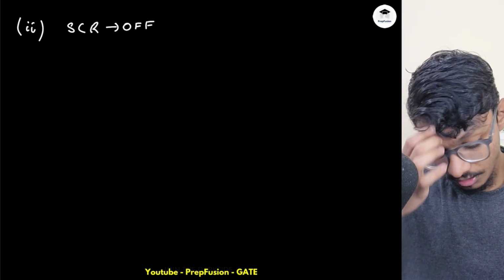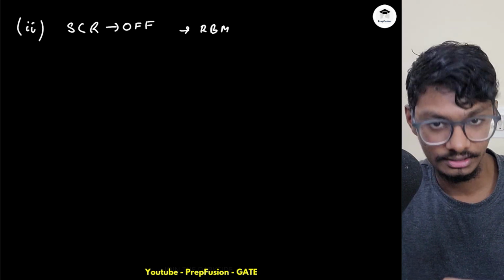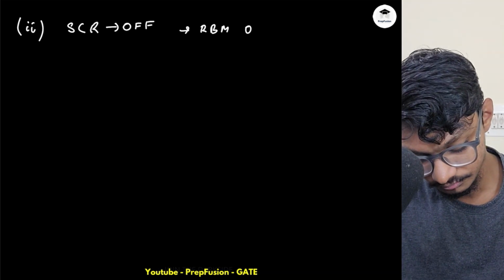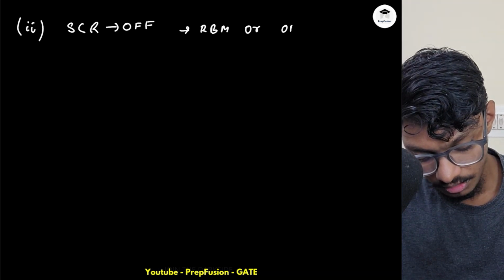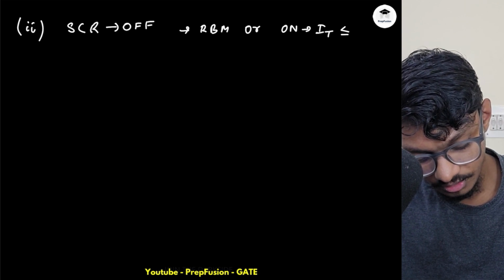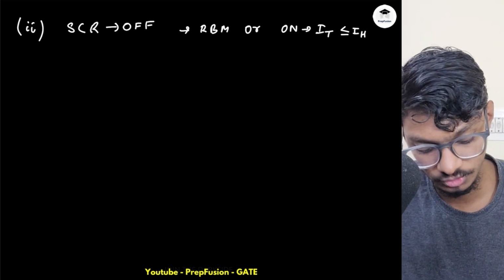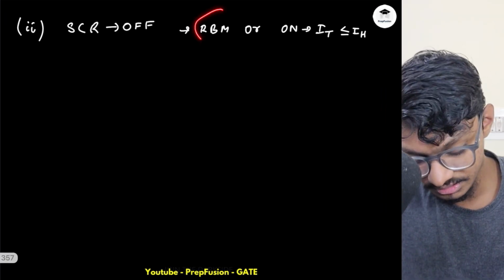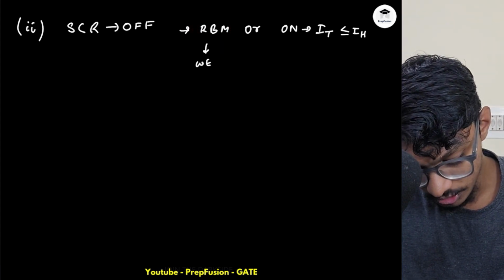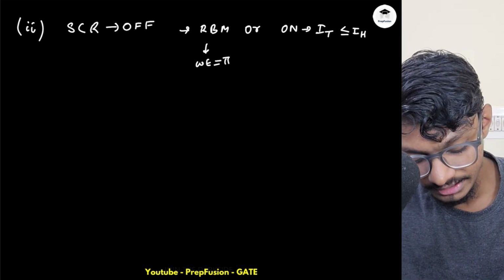SCR will be off when either it is in reverse blocking mode, or it is on and current IT is less than or equal to the holding current. If the current reaches lower than the holding current, then it will turn off. These two conditions can happen. The first happens when omega t equals pi, when it becomes reverse biased, in reverse blocking mode.